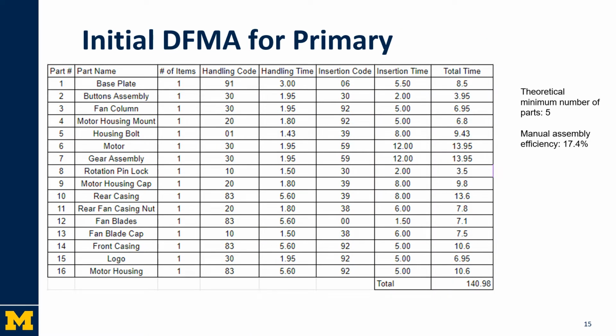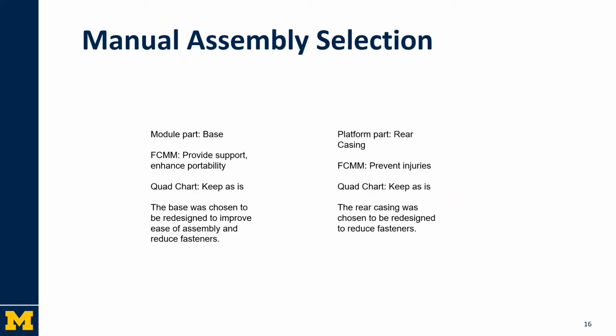Here's the assembly time for our design for manual assembly of our primary variant. You can see it's 141 seconds. Our theoretical minimum number of parts is 5, which gives us a manual assembly efficiency of 17.4%. Using that, we decided that the module part that we would be redesigning is our base. According to our FCMM, that provides support and enhances portability.